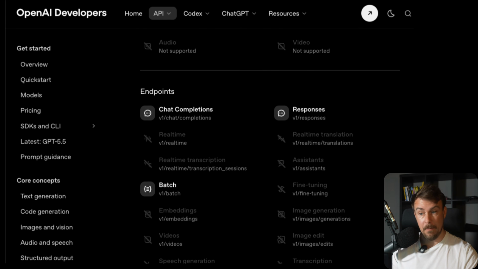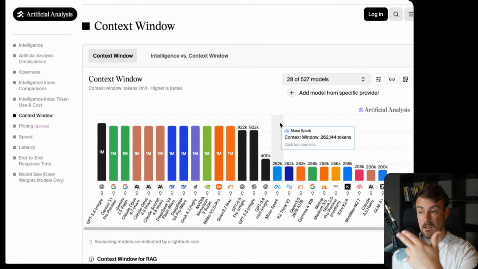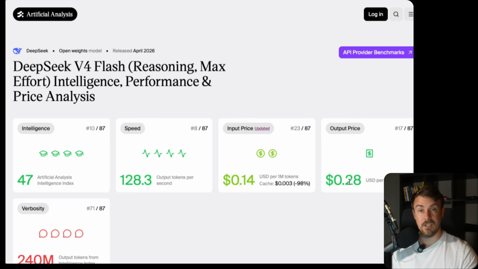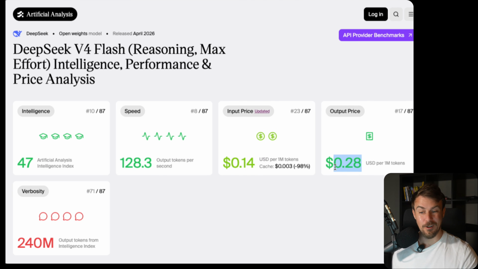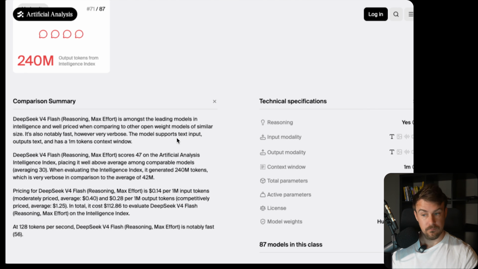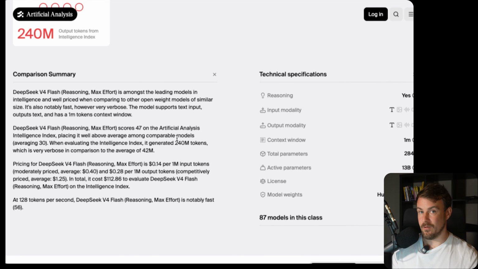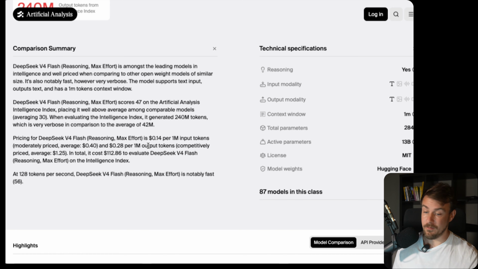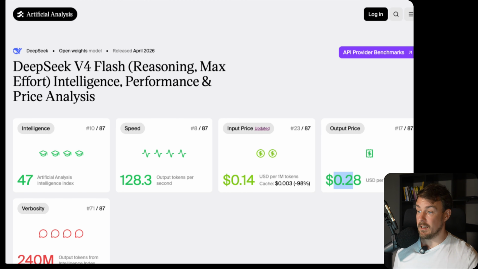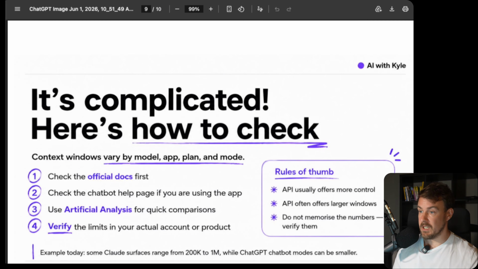However, if you want to compare lots of them at the same time, then I recommend Artificial Analysis. Then you're going to look at context window here on the left-hand side, and then you can click through to these specific models. If we go and check out DeepSeek, you can see DeepSeek is a lot cheaper. This is $30 per million tokens on GPT 5.5, whereas you're paying 28 cents on DeepSeek V4 Flash. And it's still very good. So you can see this is why the open source models are a problem for the closed source models. But then you can find all the information in the back end here. And this allows you to compare and contrast rather than having to go to each of the official documentations.